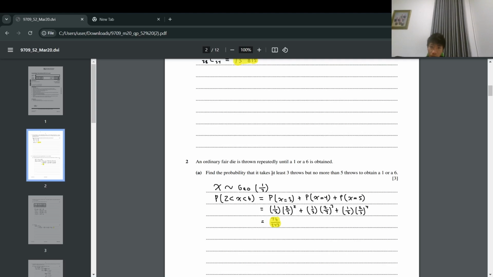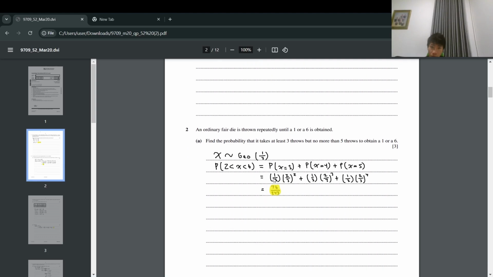Okay, and it is stated that at least 3 throws but no more than 5. Basically, it is saying that it's between 3 and 5 throws. So P(X=3) plus P(X=4) plus P(X=5). So 1 success, 2 fails; 1 success, 3 fails; 1 success and 4 fails. And as you can see, the probability of failing is 2 over 3, as it is 1 minus the success. So 1 minus 1 over 3, basically, it is 2 over 3.